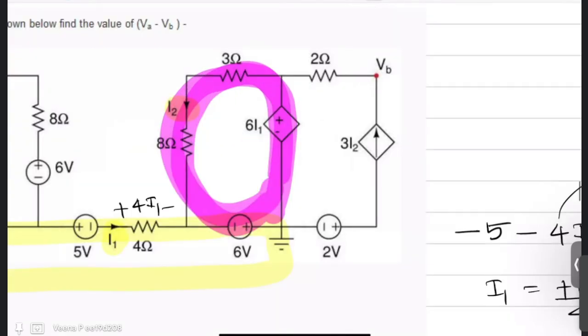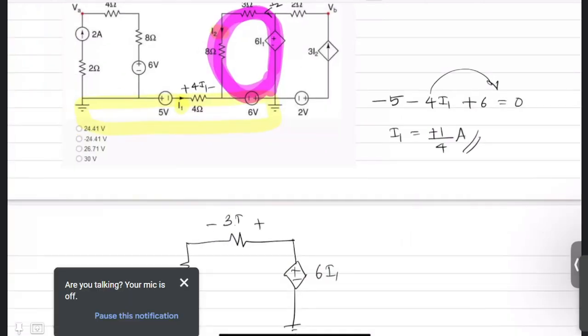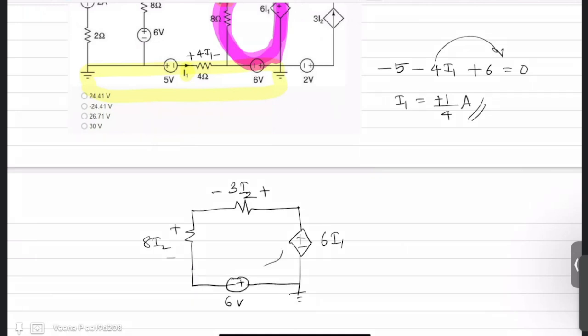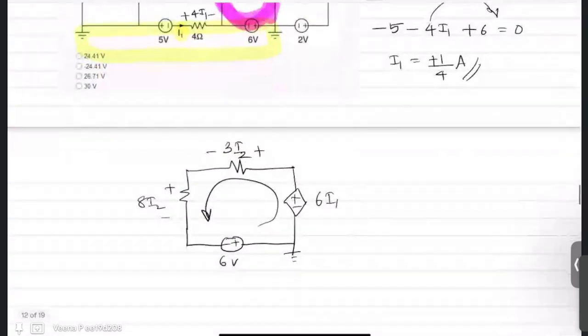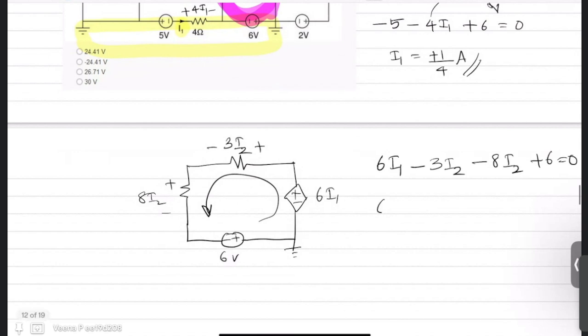You know this current as I2. So this is plus minus 3I2, this is plus minus 8I2, and you have a voltage source 6 volts. So you just apply KVL here. So plus 6I1 minus 3I2 minus 8I2 plus 6 is equal to 0, or 6I1 minus 11I2 plus 6 is equal to 0.